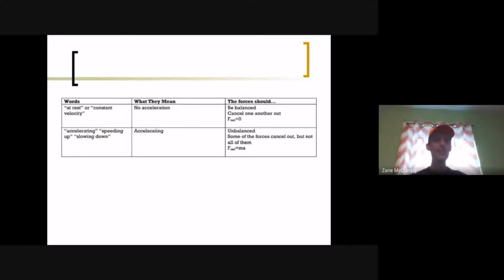If something is accelerating, the key words to look for are accelerating, speeding up, or slowing down. That means you have an unbalanced force, meaning there is a net force, and our free body diagram will look just a little different than if everything was balanced.